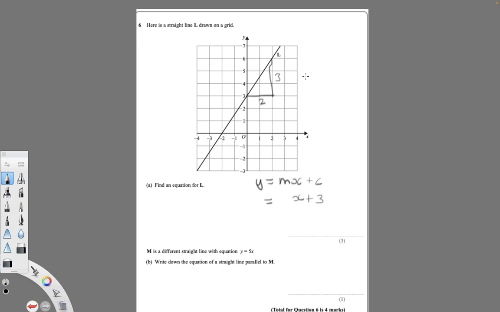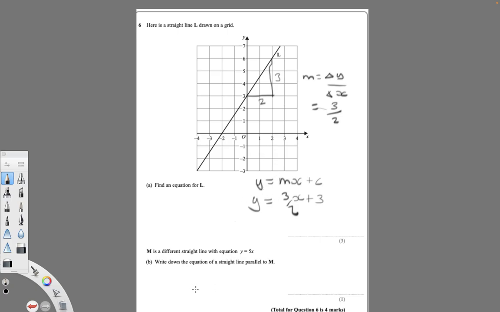That means our gradient, so m, which is gradient, is equal to the change in y over the change in x. So you can write change like that, change in y over the change in x. Well, change in y here is 3 over the change in x, which is 2, so 3 over 2. If I write that there, that is perfectly okay for that answer. y is equal to 3 over 2, lots of x plus 3. That's the equation for that graph.